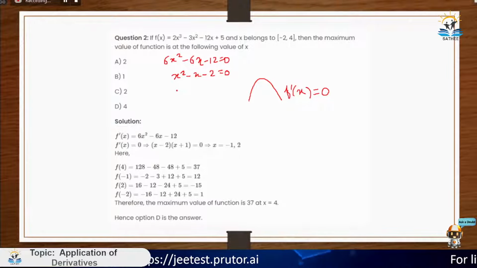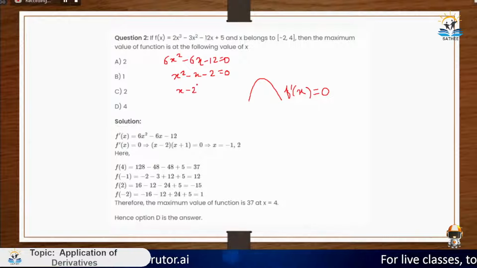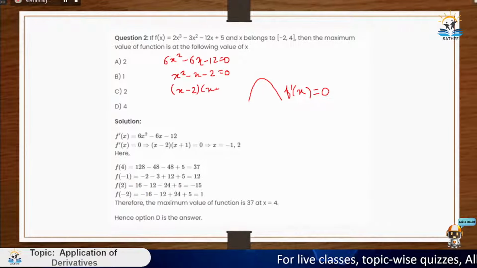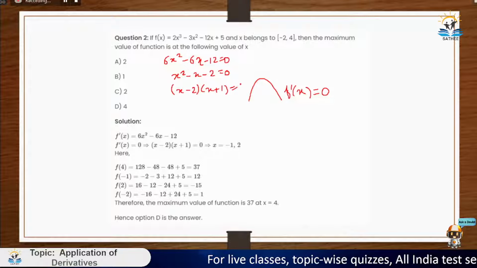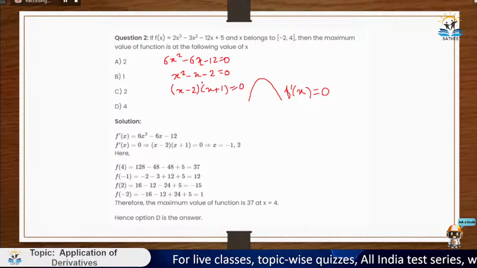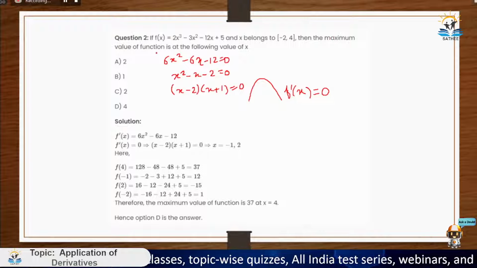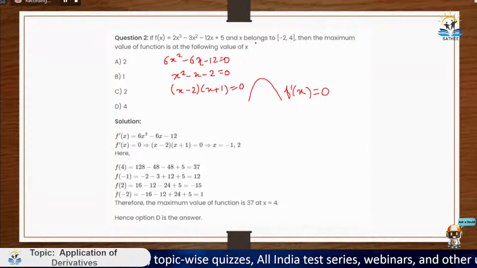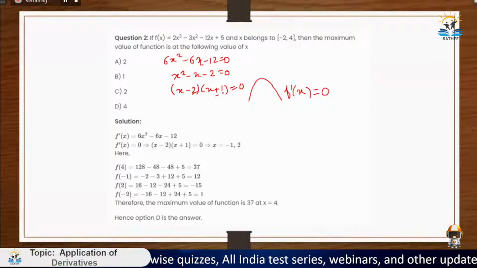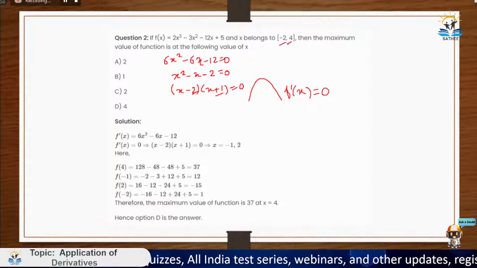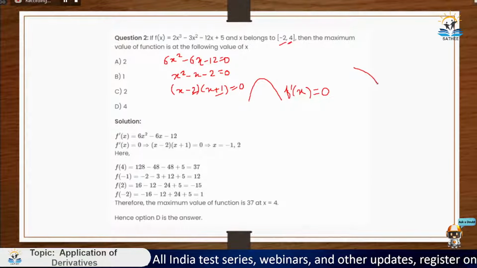So from here, you will get (x minus 2) into (x plus 1) equal to 0. So from here you are basically getting two values of x. One is minus 1 and one is 2. So for checking the values of maxima, you will check at all 4 points, at 2, at minus 1, and at both the boundary points, because you need maximum value. So it might be possible that the function is something like this.